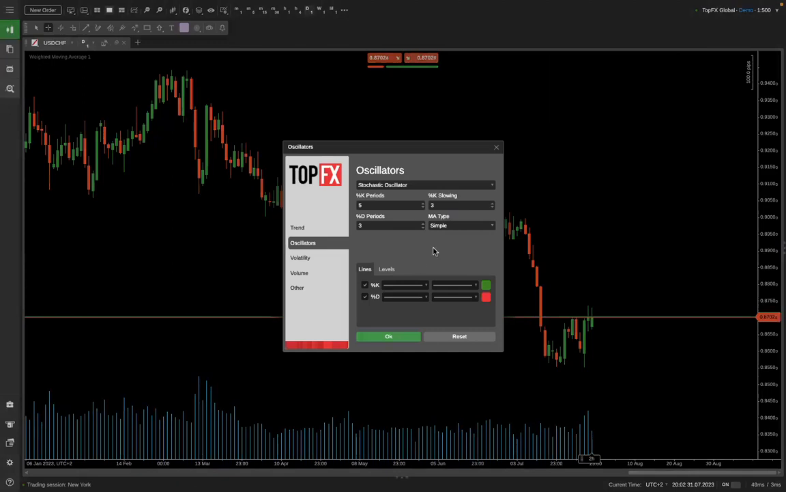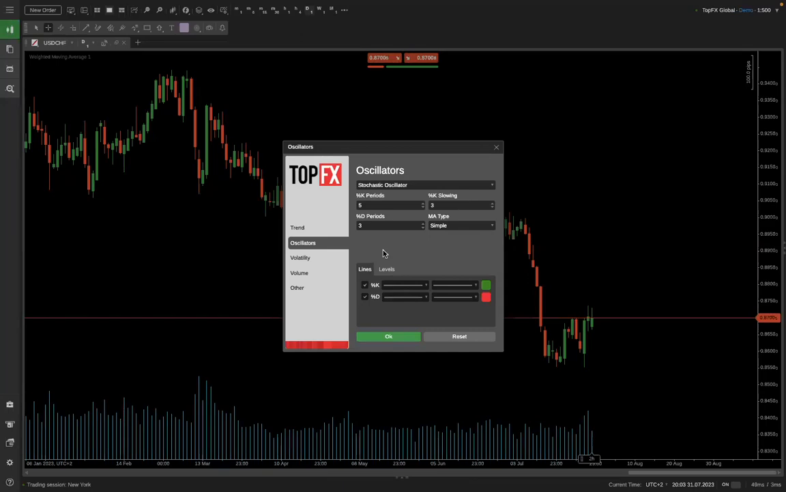The window of the stochastic indicator informs us that this is a momentum oscillator that compares the current closing price of an asset to its price range over a specific period. It helps traders identify potential trend reversals, overbought and oversold conditions in the market, and it oscillates between 0 and 100, where values above 80 are considered overbought and values below 20 are considered oversold.